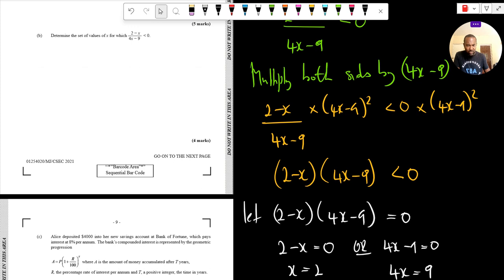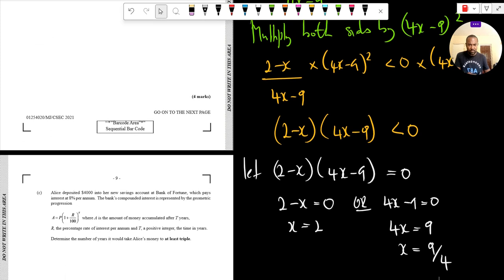If we were to expand these brackets, we'd actually get a quadratic. And what we basically are solving is trying to find the region where that quadratic is actually less than 0. In other words, the region of the graph that lies below the x-axis. All right, so let's go ahead and sketch the rough sketch of the graph.